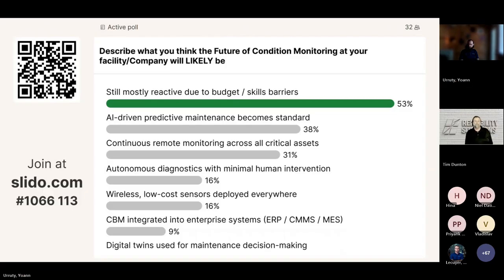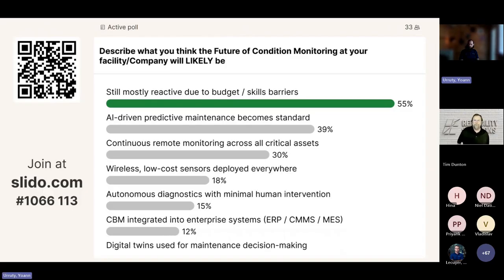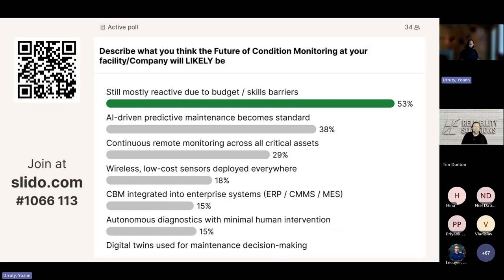I find it interesting that the top answer is it's going to be mostly reactive, and the second answer is everything will be predictive thanks to AI. It seems a bit contradictory, isn't it? The two extremes there. Yep. The AI will tell us how messed up we are.